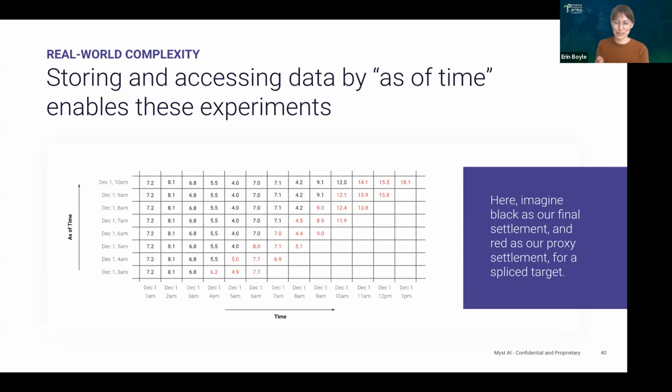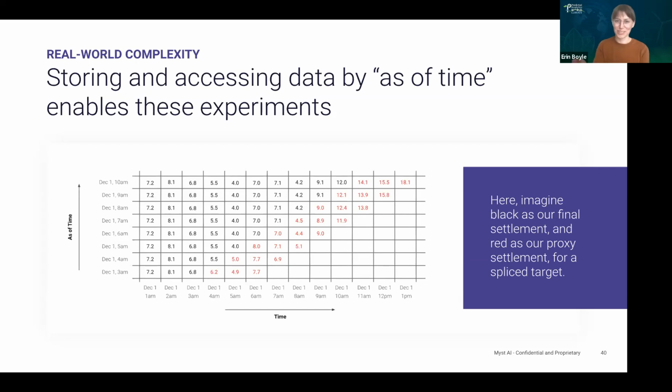I apologize, in this particular picture, I'm actually showing an example for weather, not for demand, but it would look essentially like this. As of time moves forward, as you go up in this chart, more and more of the final settlement, that would be the black values, are solidifying. And then the red values here would be the proxy that's being used until the final becomes available. And then the unfilled spaces would be the time periods you're forecasting.